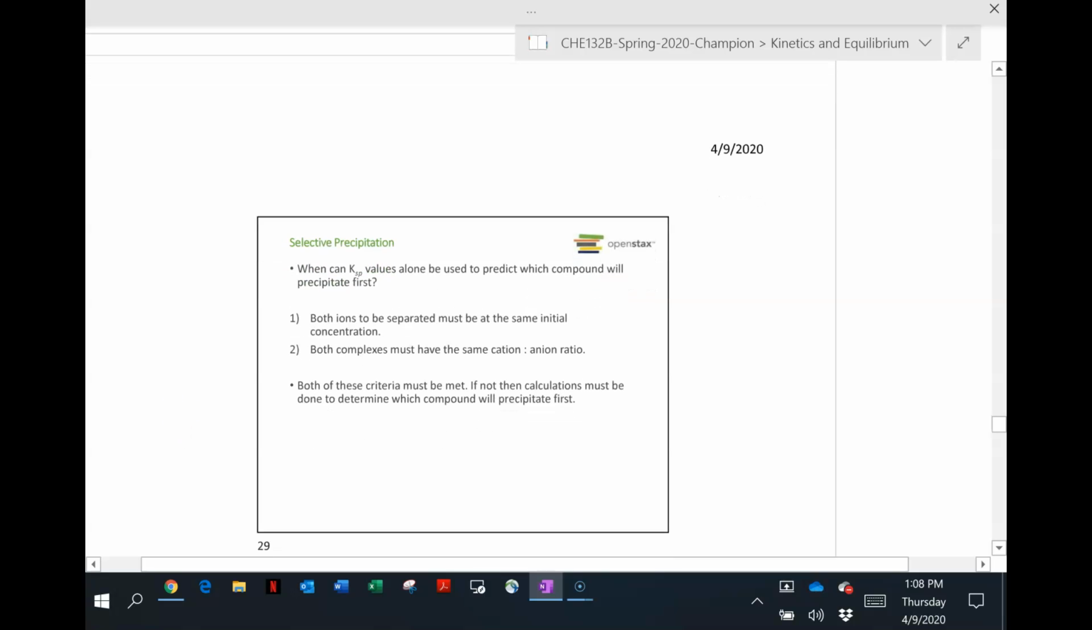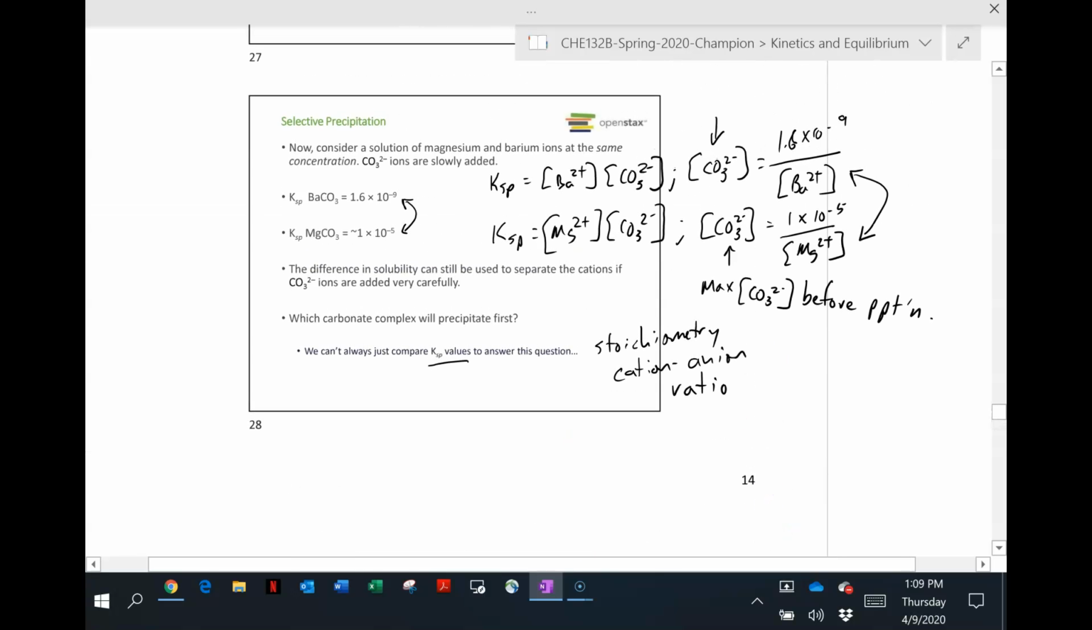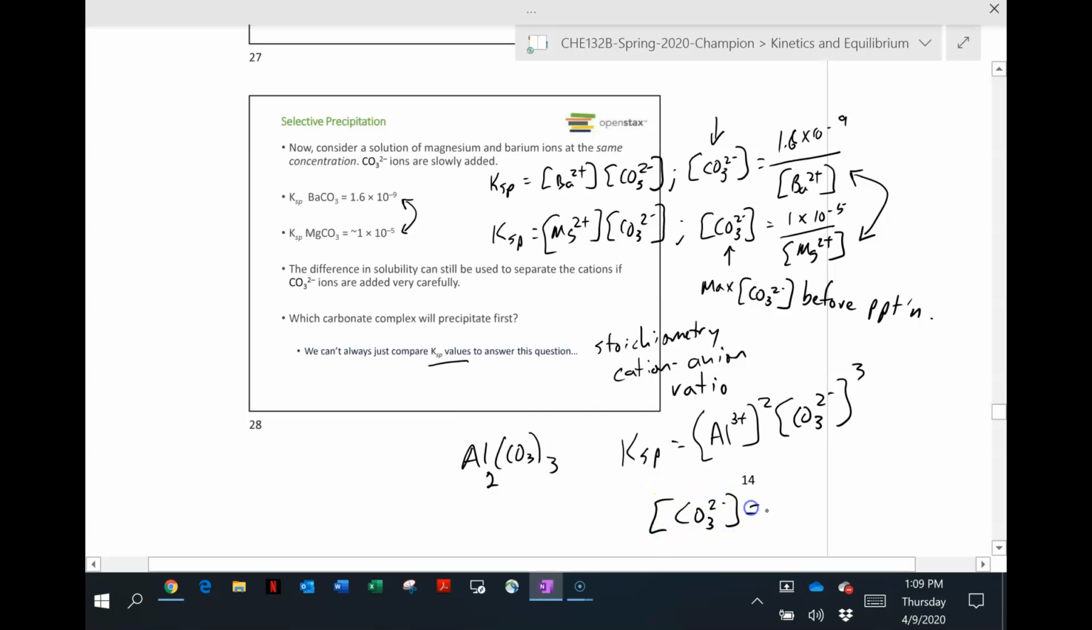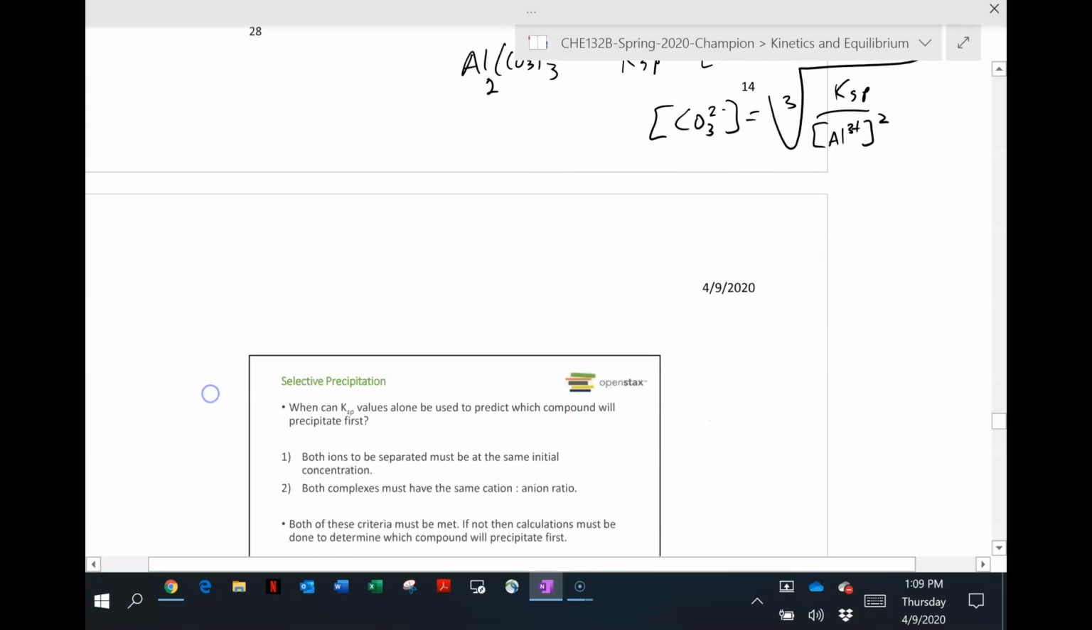But if you're looking at compounds that have different ratios, then you have to do something more complex. So if I was looking at, instead of barium and magnesium carbonate, something like aluminum carbonate, where I have 2 aluminums and 3 carbonates, that KSP is a lot more complicated. It's Al 3 plus squared times CO3 2 minus cubed. So the concentration of carbonate would be the cube root of the KSP value divided by the aluminum concentration squared. So while making the comparison between barium and magnesium carbonate is pretty straightforward, with something like aluminum carbonate, that's going to be a much more complicated kind of comparison, and you have to actually know some numbers to get that done.